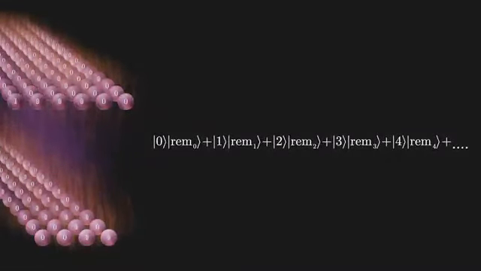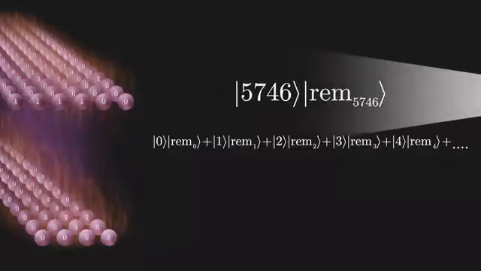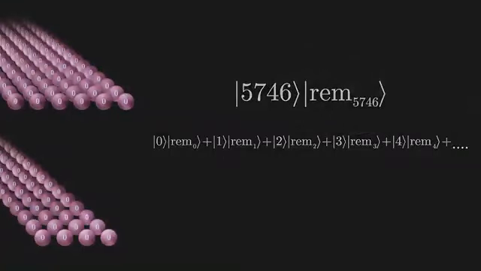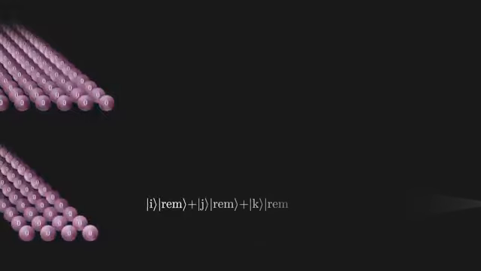But we can't just measure this superposition. If we did, we would get a random value and learn nothing. But there is a trick we can use. If we don't measure the entire superposition, but only the remainder part, we will obtain some random remainder. But this remainder won't occur just once. It will occur multiple times, every time it comes up in the cycle.